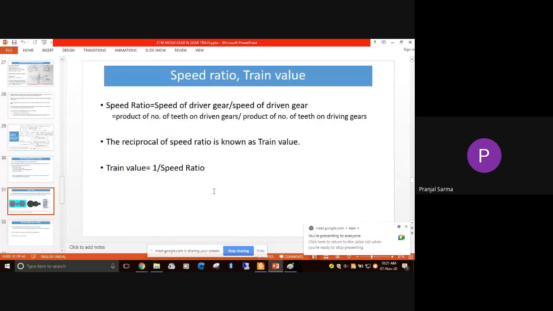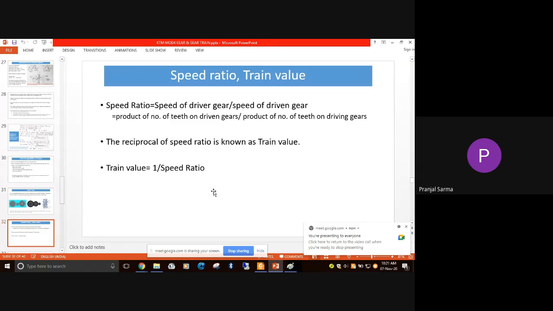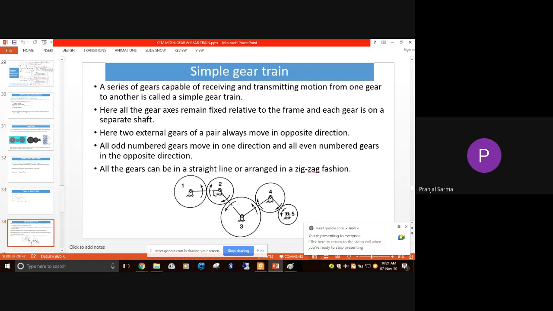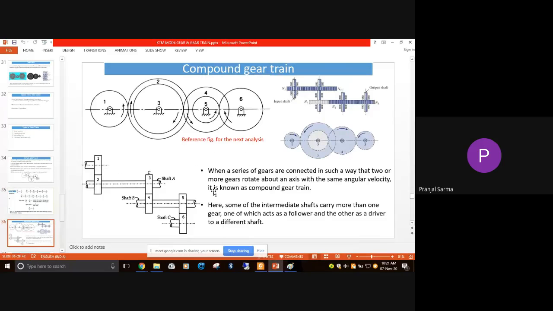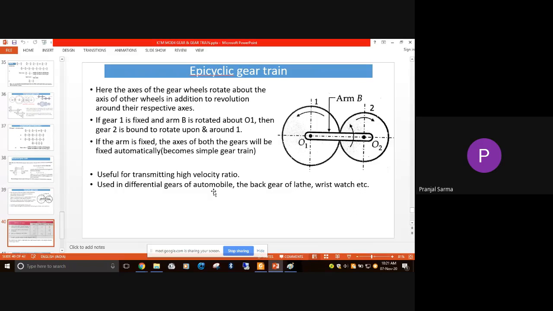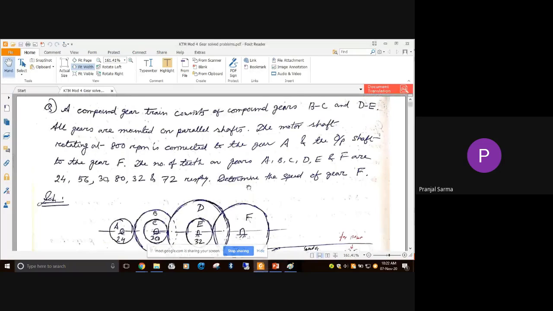In the last class, we considered and discussed the gear train. There are different types of gear train: simple, compound, reverted, epicyclic, etc. We have done a small analysis on them, and we have seen terminologies like speed ratio and train value, and the characteristics of a particular type of gear train. We also discussed what an idle gear is, and how we can get the gear ratio for a particular gear train. So today we'll be solving some small problems.